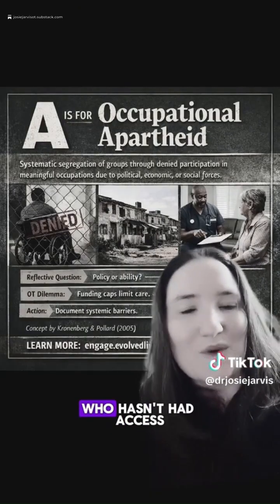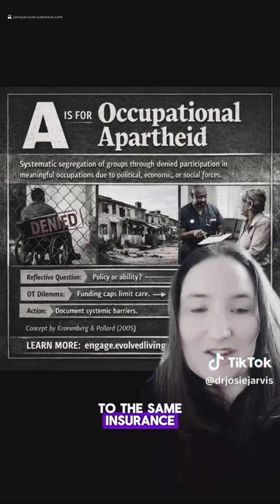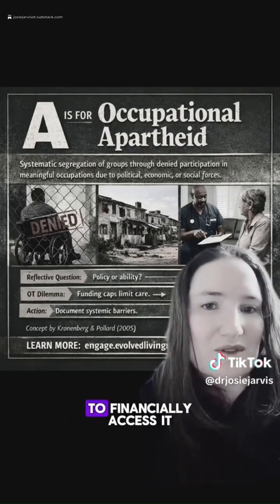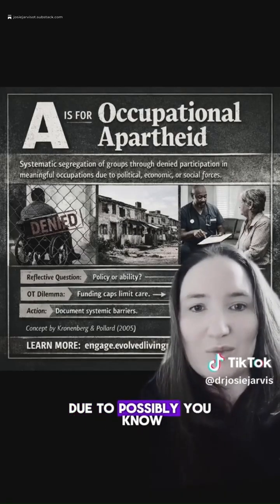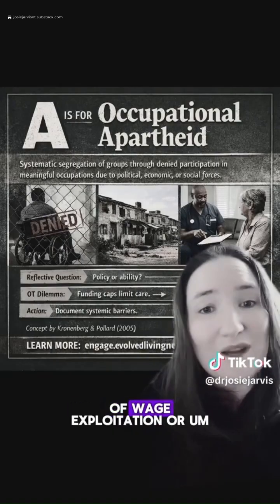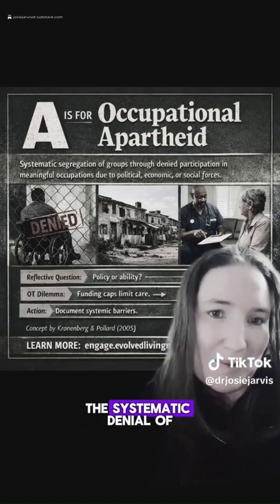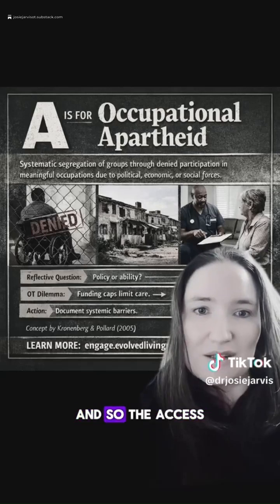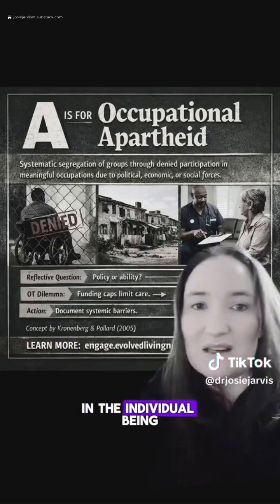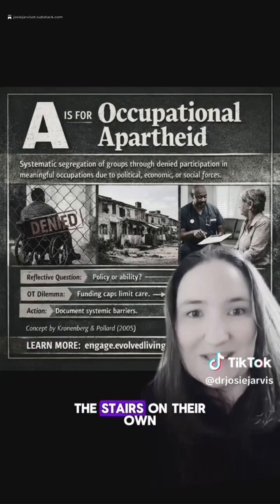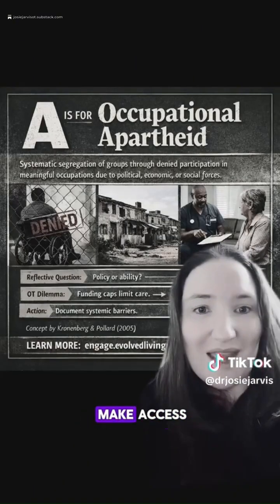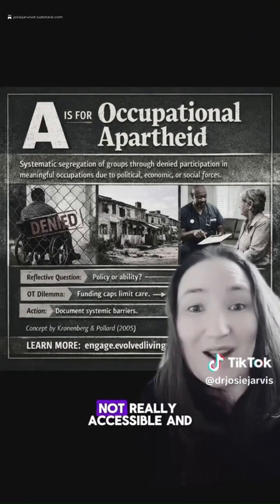Another individual who hasn't had access to the same insurance-based opportunities may be denied access to a stair lift or not be able to financially access it due to possibly working in a job context where there's been patterns of wage exploitation or the systematic denial of health insurance. And so the access and participation barrier isn't just rooted in the individual being unable to walk up the stairs on their own. It's also tied to policies and procedures that make access and participation not really accessible.